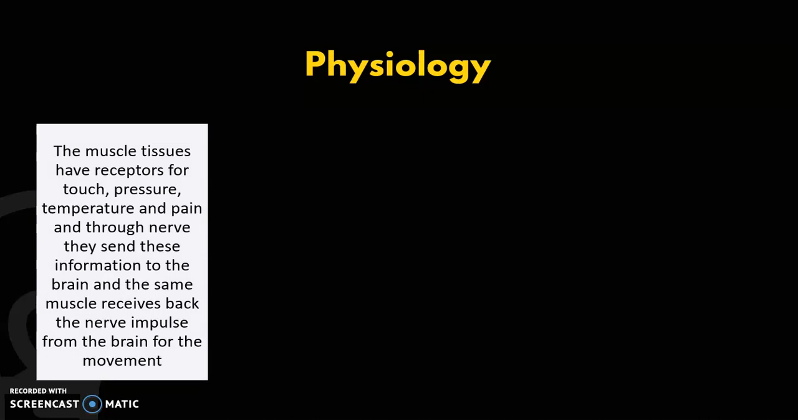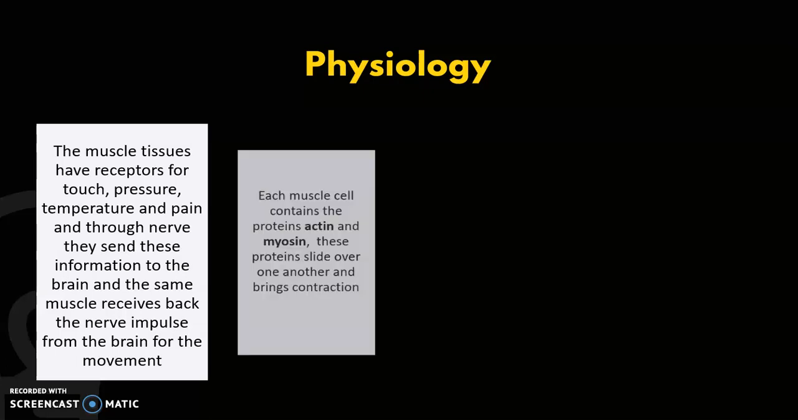Now let us look at the function of the muscle tissue. The muscle tissues have receptors for touch, pressure, temperature and pain, and through nerves they send the information to the brain, and the same muscle receives back the nerve impulse from the brain for the movement.